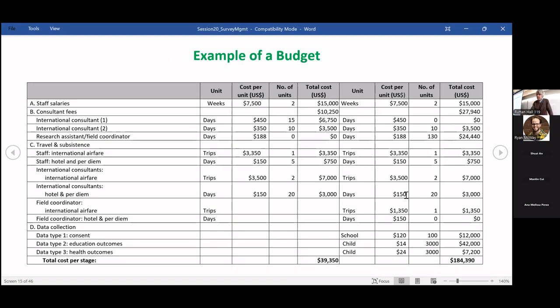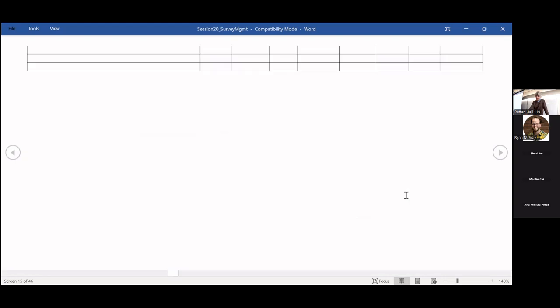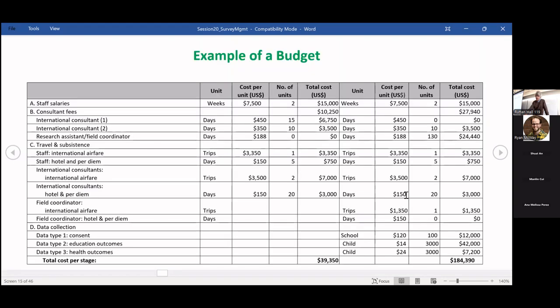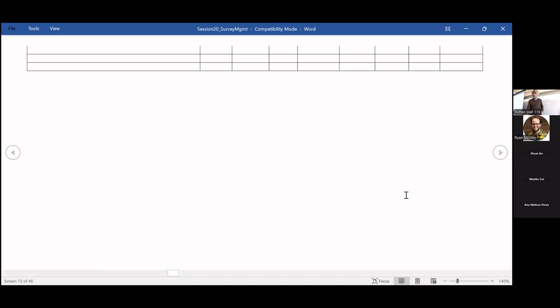Ryan can make these slides available if you want to see them, where you put all these things in here: how much you need of these things, how much they cost, and get the total costs, and so forth, and just fill this in. Again, it's kind of boring, but you really need to do this. And if you're applying for money, to get funding, they're going to want to see a very detailed budget.